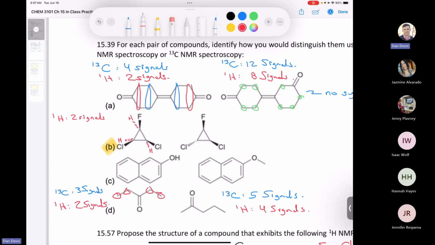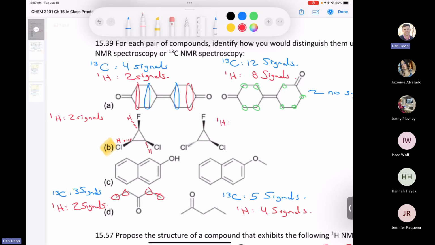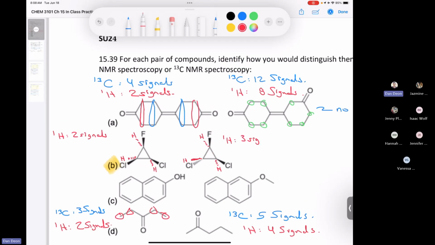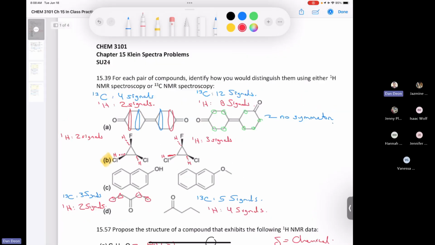Whereas in the second compound for the proton NMR, we have a proton coming up here, a proton coming down here, and a proton coming down here. Now, if you did the replacement test, you would end up with a pair of diastereomers. So each one of these protons is unique. Even if you didn't understand what diastereotopic meant, you can see that all three of these protons are in unique environments. And so we would see three signals for this compound in the proton NMR.